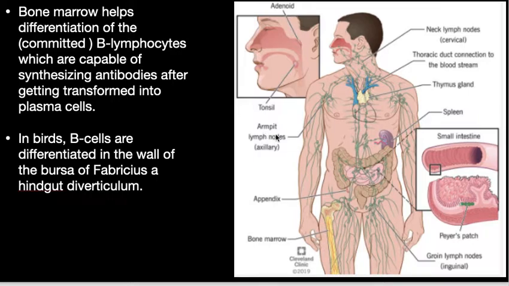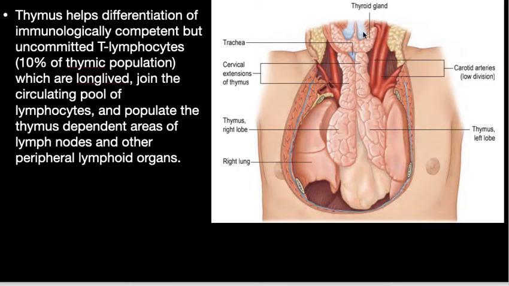Bone marrow helps differentiation of the committed B lymphocytes, which are capable of synthesizing antibodies after getting transformed into plasma cells. The B cells in birds are differentiated in the wall of a bursa of Fabricius, a hindgut derivative, from where it is deriving its name.